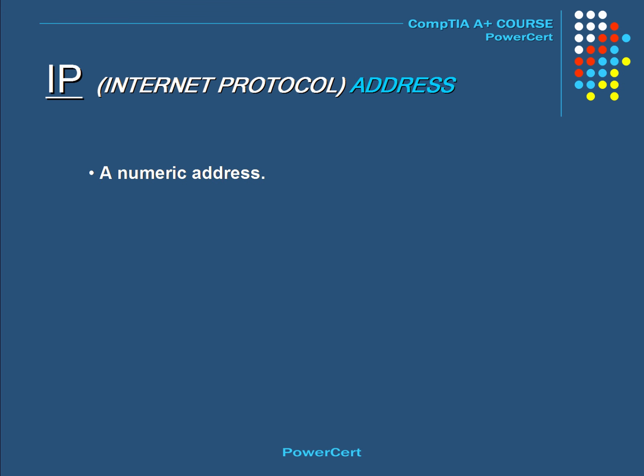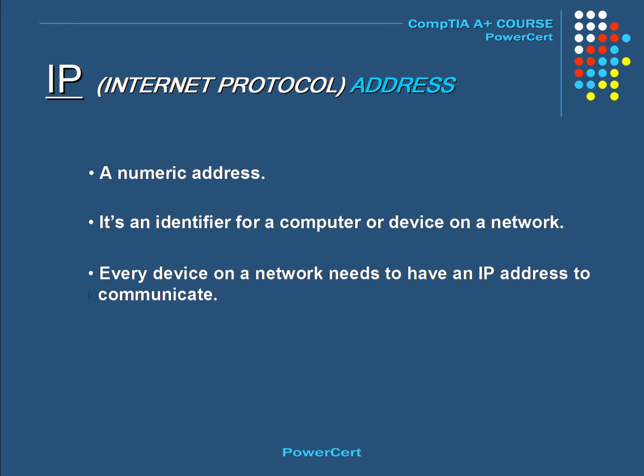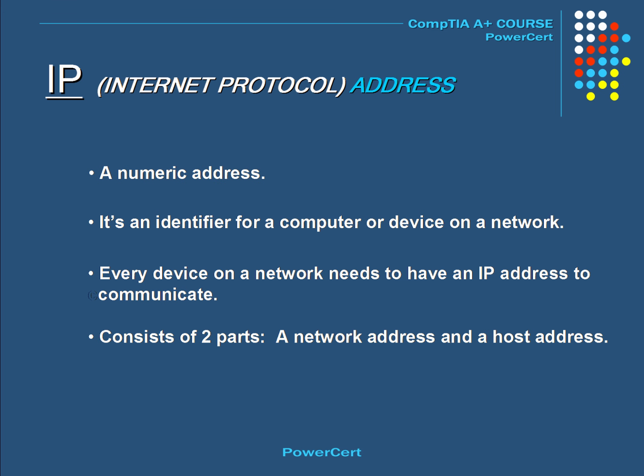An IP address is a numeric address. It's an identifier for a computer or device on a network. Every device has to have an IP address for communication purposes. The IP address consists of two parts. The first part is the network address, and the second part is the host address.